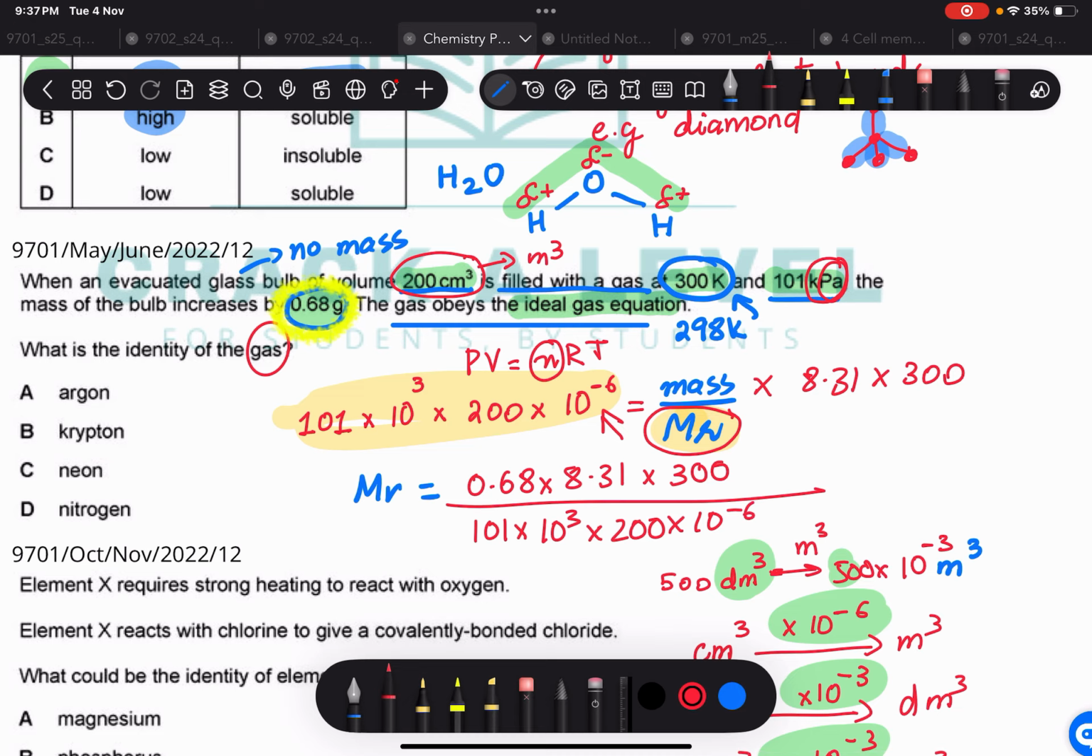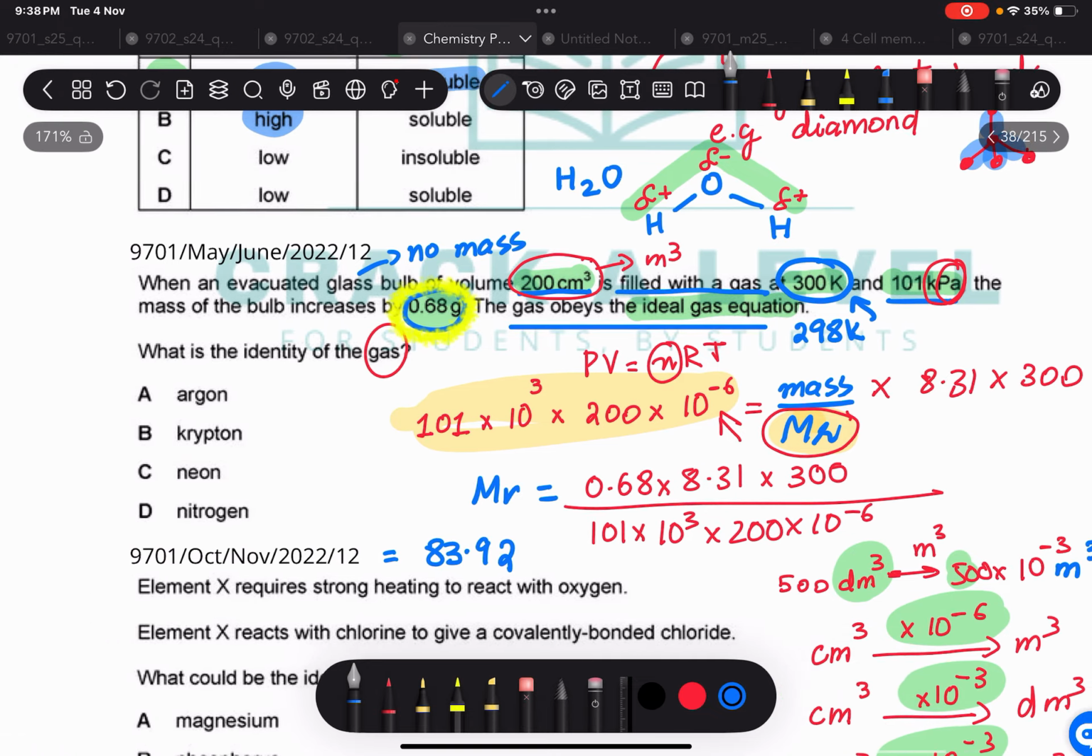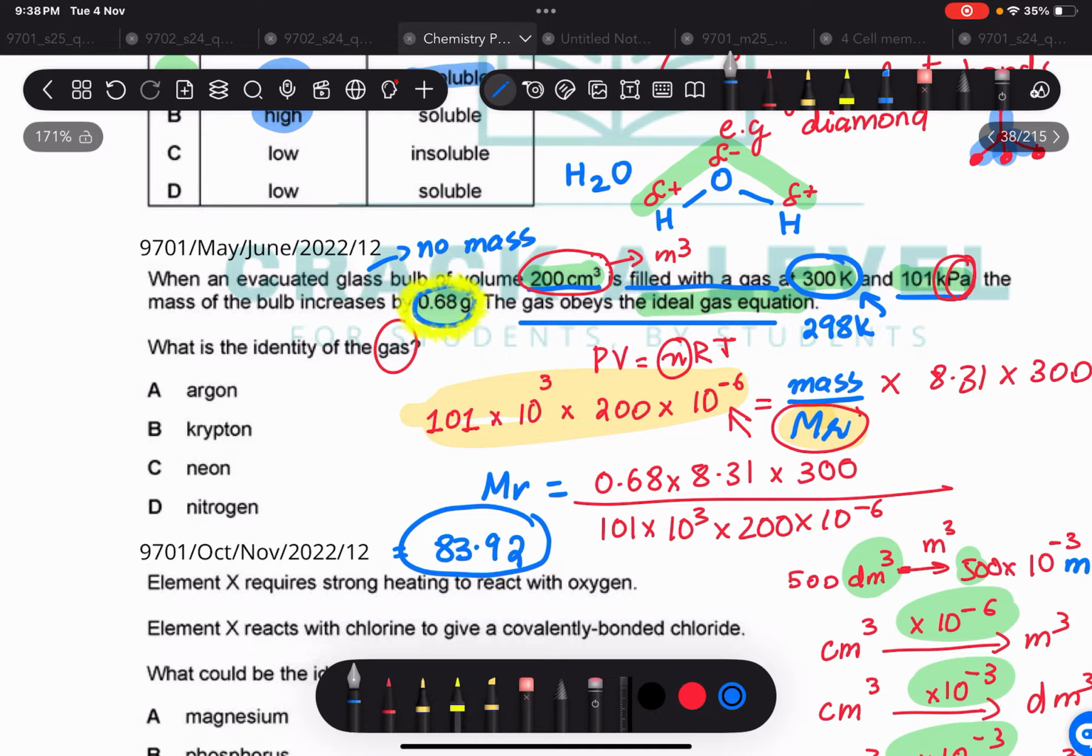So let's calculate what the MR comes out to be. 0.68 is the mass, 8.31 is the general gas constant, 300 is the temperature, divided by 101 into 10 raised to power 3, which is the pressure, multiplied by 200 into 10 raised to power negative 6, which is the volume, and it comes out to be 83.9. MR comes out to be 83.92. So now we have to find which gas has this MR.